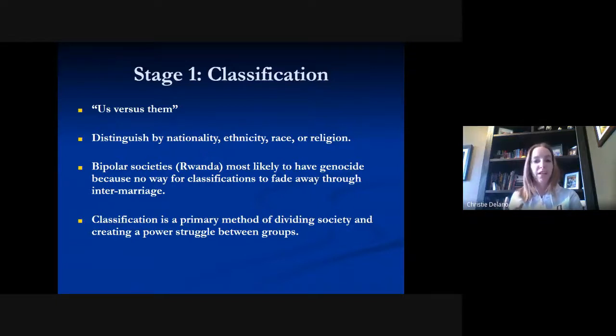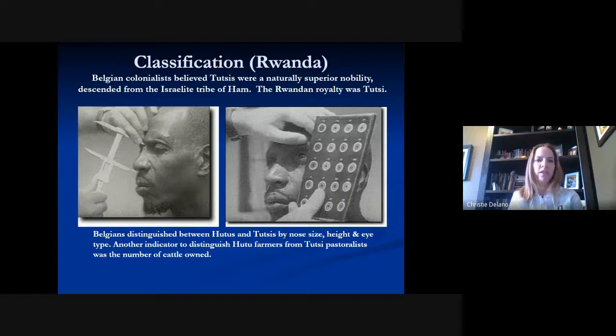This may be by nationality, ethnicity, race, religion, and so this classification is a way of dividing society and creating a power struggle between the two groups. And if you recall from your study of Rwanda in grade 10, the Belgians believed that the Tutsis were more superior based on physical characteristics. This was that form of classification between the Tutsis and the Hutus in Rwanda.